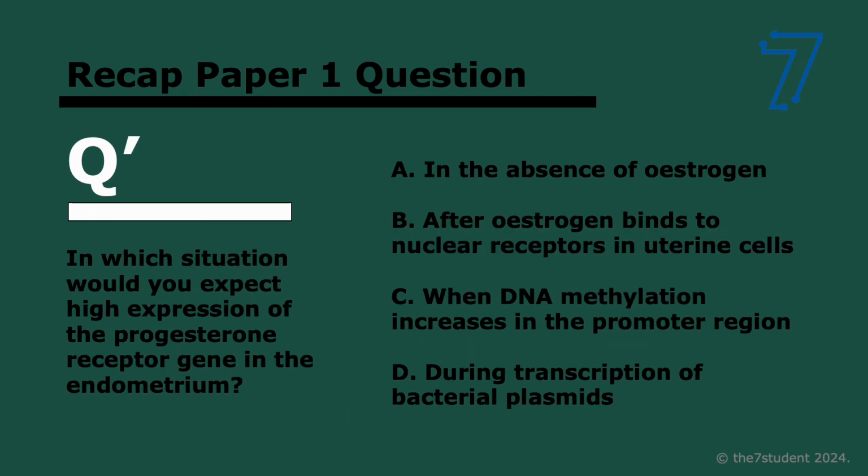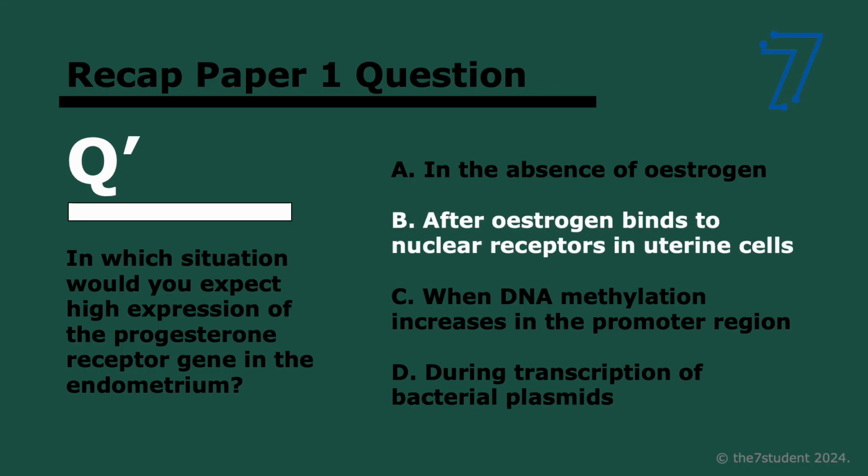Okay. And finally, in which situation would you expect high expression of the progesterone receptor gene in the endometrium? Okay, and again, 3, 2, and 1. So when estrogen binds to nuclear receptors in uterine cells, remember from chemical signaling, estrogen enters cells and can directly activate transcription. If there's no estrogen, transcription isn't being activated, then DNA methylation in the promoter region actually represses transcription, and bacterial plasmids are not found in humans.